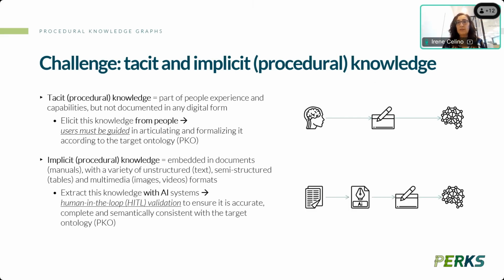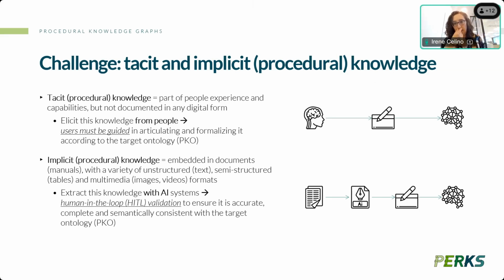Implicit means that there is some representation, but this implicit representation is not fully explicit. For example, it can be embedded in text or in tables or in images. So you need to extract this knowledge. And of course, there are lots of knowledge extraction technologies, and that's what we did. So we use AI to extract this knowledge from those formats. But then we need a human in the loop.